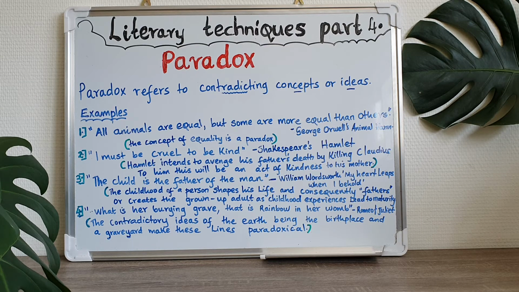Let us move on to example 2. I must be cruel to be kind. Now that is a quote from Shakespeare's Hamlet. You're probably familiar with it. Now, I must be cruel to be kind. What you see there is contradicting ideas. The idea of kindness and the idea of cruelty, okay? They are being contradicted.